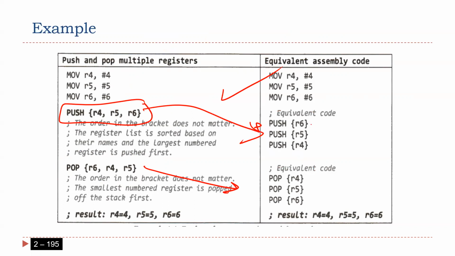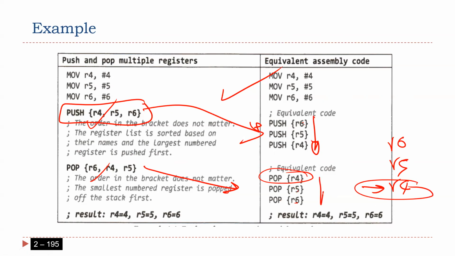Look here. Here you push 6, 5, 4. Here you don't need to worry about it because the instruction itself is going to do it. But let's see here. Here you have to pop. The order here has to be the opposite order. So here you push 6, then 5, and then 4. So when I want to take the same values, I have to take 4, 5, 6. So it has to be the opposite order.